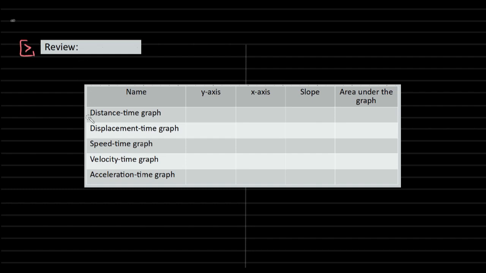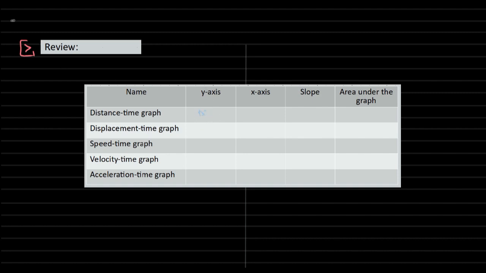Let's review all of this with these factors. So beginning with the distance time graph. Along the x-axis and the y-axis, what goes? Under the distance time graph, along the x and y-axis, what goes? Along the y, we have the distance that we will be writing.